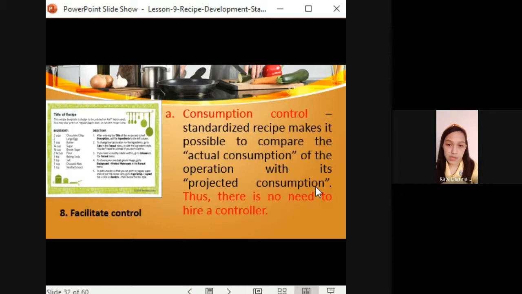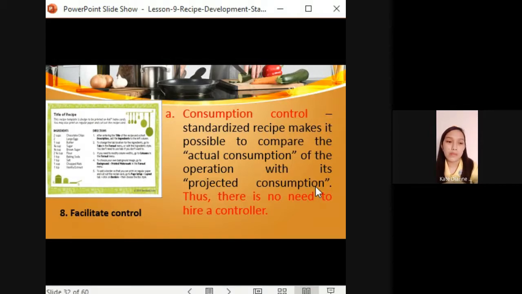So in facilities control, we have two. The first is the consumption control. Standardized recipe makes it possible to compare the actual consumption of the operation with its projected consumption. Thus, there is no need to hire a controller.